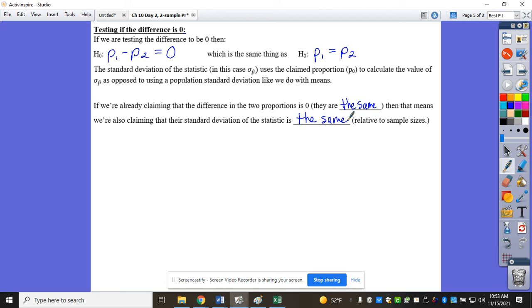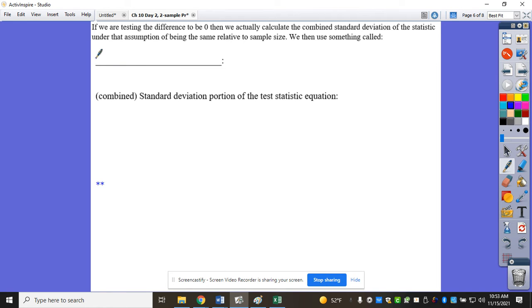So if we are testing the difference to be 0, we're actually claiming they're the same, then we have to use this thing called a pooled sample statistic. And above pooled, if you have room, I want you to write combined. So it's called pooled, but P hat P gets kind of funny. So it's P hat C.